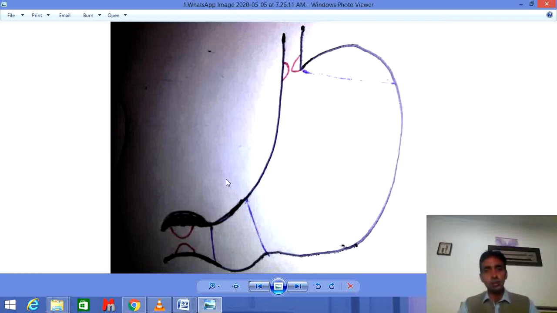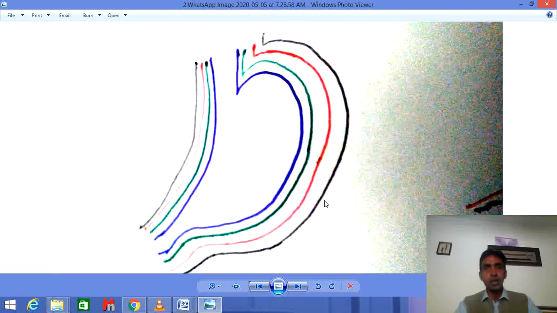This is used by the physician during surgeries. So this is called incisura angularis. This is just used for the division of the stomach. There is no physiological function of this incisura angularis. This is just used to divide the stomach into right and left portion.